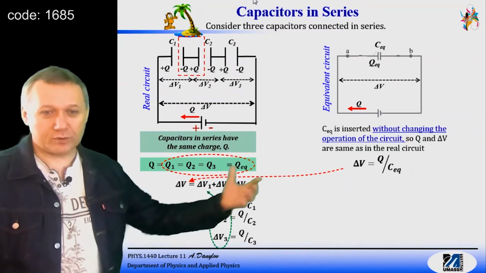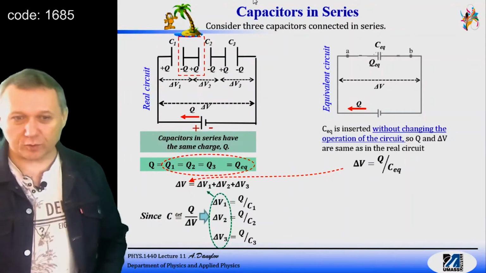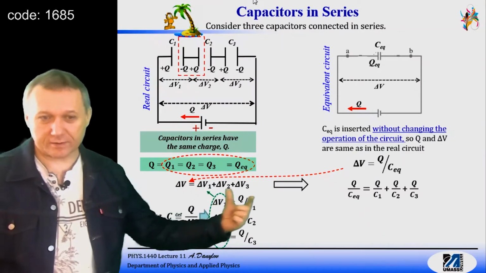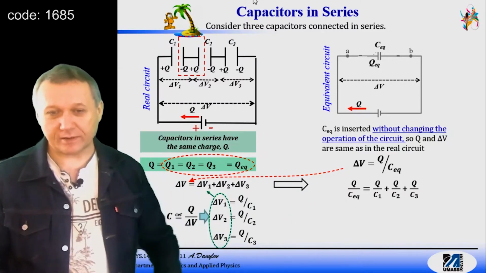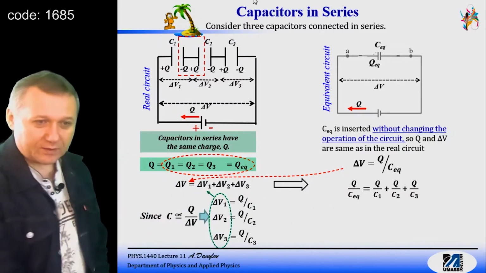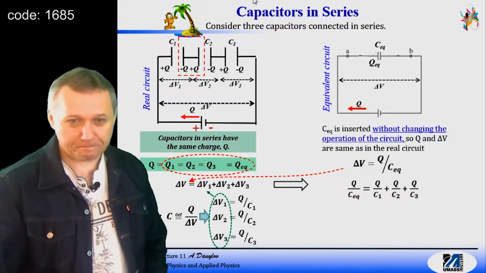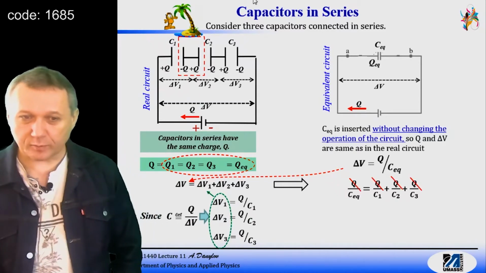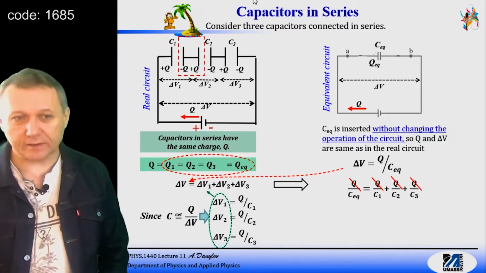Okay, so now we just plug these ratios Q over C's into this, and as a result, we will end up with that. Of course, Q's can be brutally canceled, and as a result, we get a formula, which of course you are all familiar with, right?